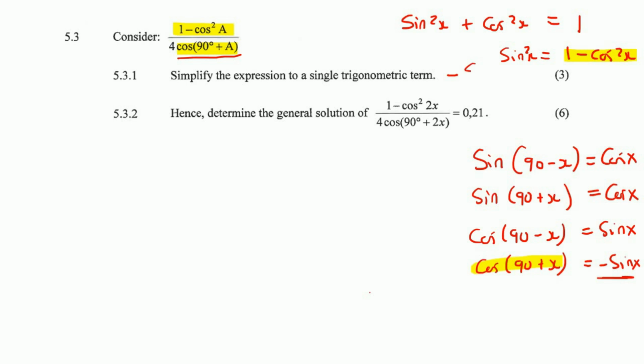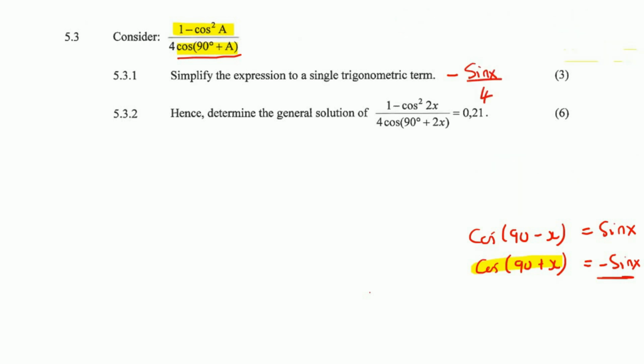We said negative sin x over 4. The next question says, hence, determine the general solution of this. So what you need to do is try to see the pattern between these two things, between this one and that one. Let's have a look at those carefully.